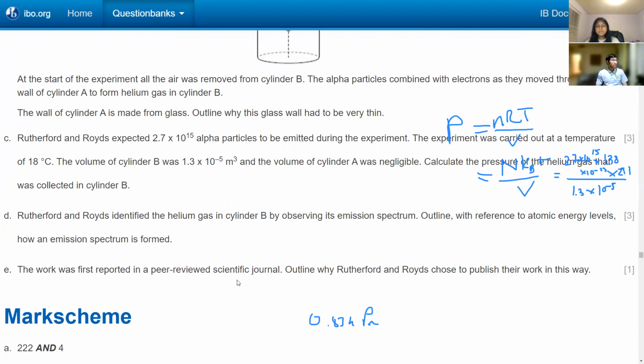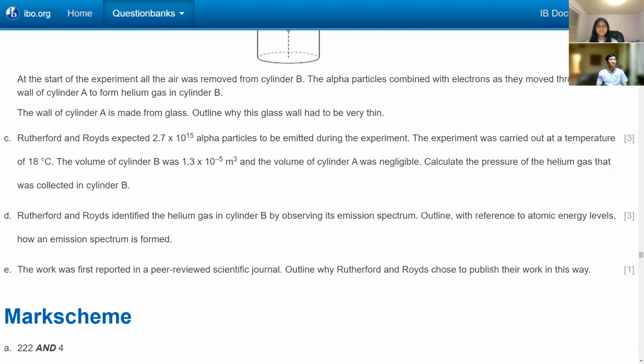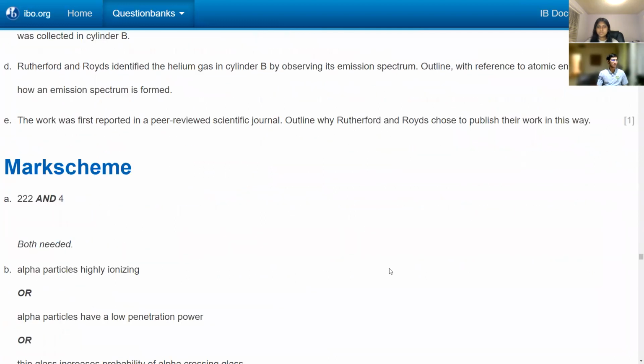The work was first reported in a peer-reviewed journal. This is like that model question we had on our quiz. Why did they choose to publish their work in this way? Because it increases credibility? If it's peer-reviewed, more people are checking and verifying it. I would say it's more credible because it's been verified by peers, and then it's more widely read as well because it's more credible.